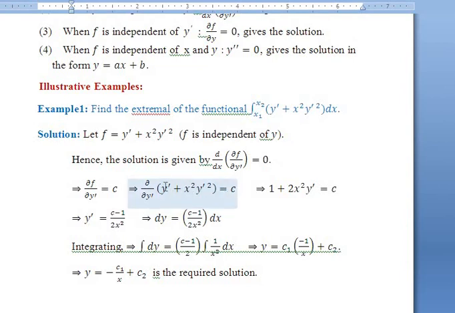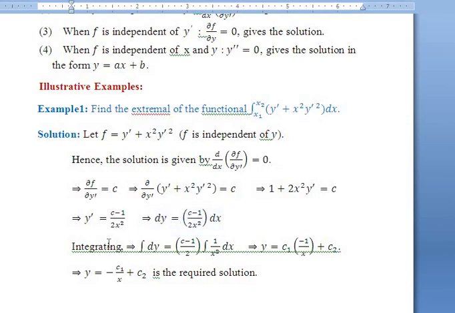So y dash gives 1, then x square is constant because it's partial differentiation, and y dash square with respect to y dash means 2y dash. So the partial derivative is equal to some constant. Then simplifying for y dash, y dash is equal to c minus 1 upon 2x square. y dash is nothing but dy by dx. So dy is equal to this constant expression multiplied by dx.